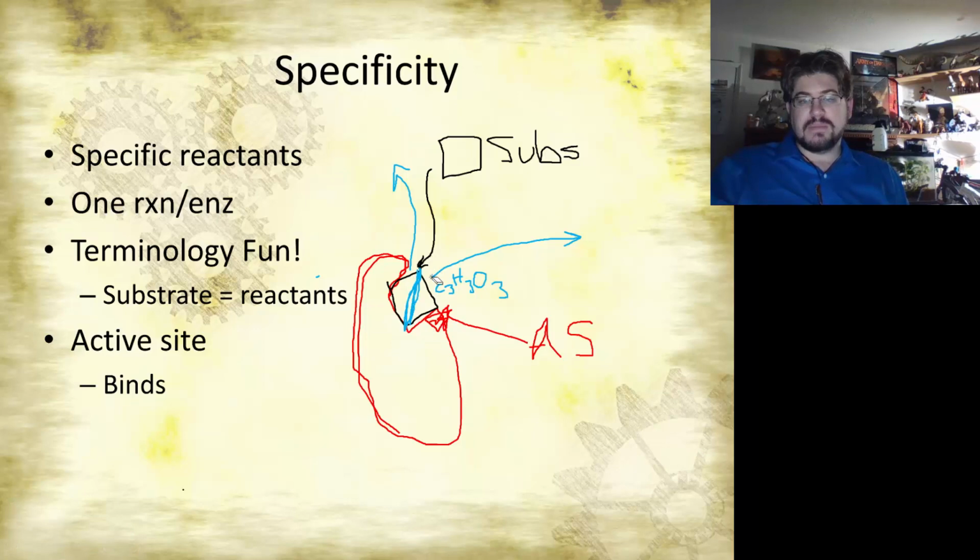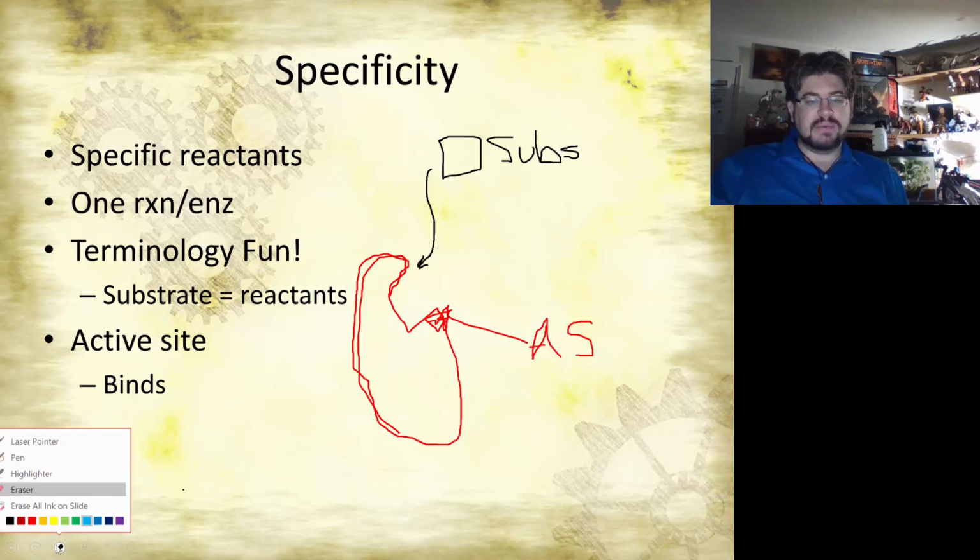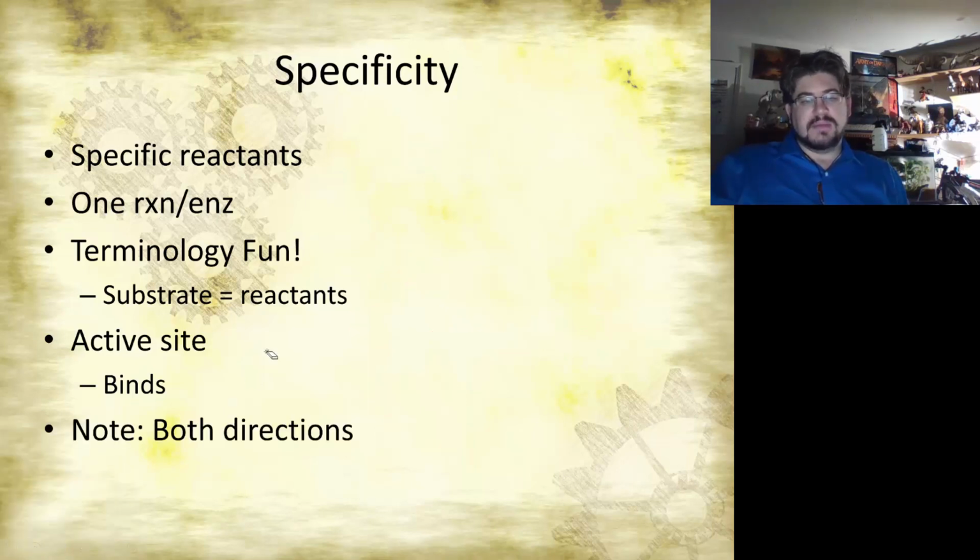So we release our products. And there we go. And now our active site is available and a new substrate can bind, and we can run through the whole thing again because our enzyme is not altered or used up. It runs through and then it's ready again.